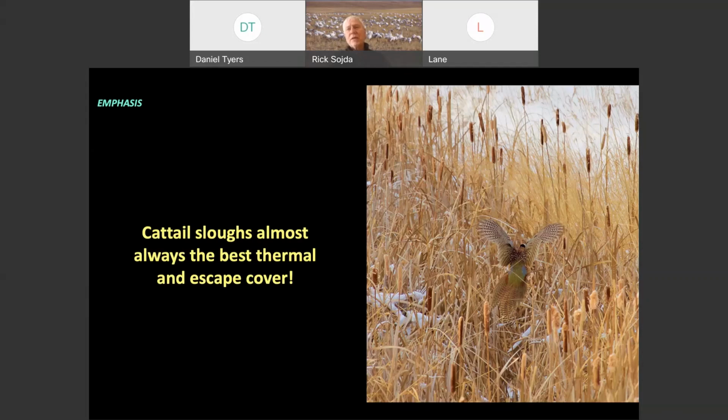finding enough seeds from wetland annual plants in the mudflats. I was working in a drought, and they found enough food there. They never really had to leave those sloughs to actually get out and feed. And so cattail sloughs can be pretty spectacular cover.